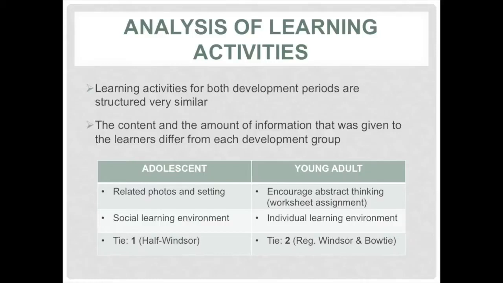For young adults, they are able to think abstractly. Therefore, in selecting the videos and the photos, it was all in different social contexts and different social settings. For adolescents, it was very purposely selected to encourage a social learning environment to help each other out, whereas young adults were more focused on an individual learning environment. For adolescents, to minimize the cognitive overload in their working memory, it was better to have them master one type of tie, whereas young adults were encouraged to do 2 types of ties.